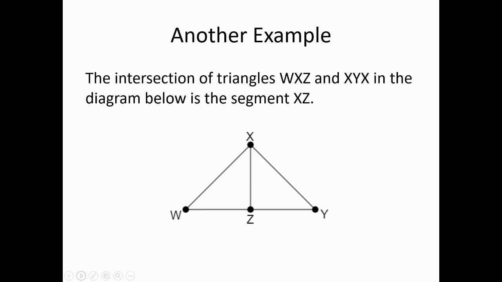Here's another example. I have triangle WXZ, that's the triangle on the left-hand side. I have triangle XYZ, that's the triangle on the right-hand side. And notice that both of those triangles contain the segment X down to Z. That segment is part of both. So all the points of that segment, which is just the segment, is in the intersection of triangles WXZ and XYZ.